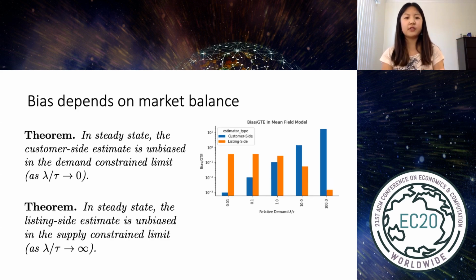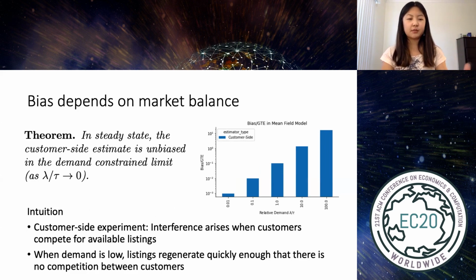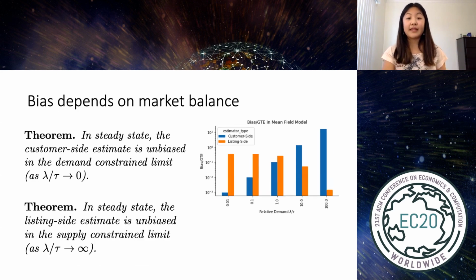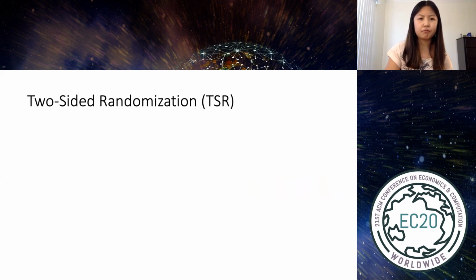And then a natural question is, this intuition seems very natural, but what happens in a listing side experiment? Does a similar phenomenon hold up? And the answer is no, it doesn't. In fact, we see the opposite phenomenon, where a listing side experiment is actually unbiased in the supply constrained regime, for very little supply, sorry. There's also some very nice economic interpretation of this, but for the sake of time, I'll skip over that for now. Happy to take questions later on though.